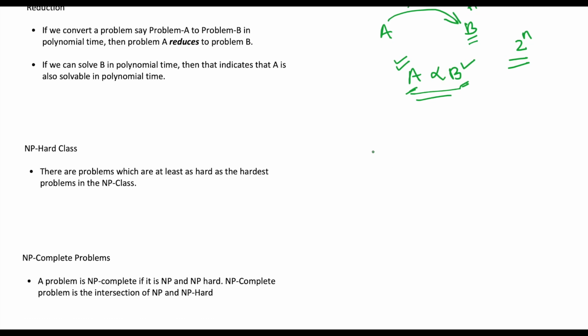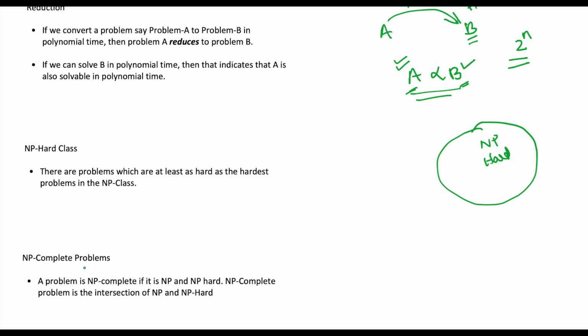Then we are going to the next definition, that is NP hard class. These are problems that are at least as hard as the hardest problem in the NP class. So the NP hard class contains problems which are at least as hard as the hardest problem in the NP class. The NP hard class contains more complicated problems than the NP class. The NP hard problems include those which have no solution at all. There are several problems which don't have any solution, so those problems are included in NP hard.